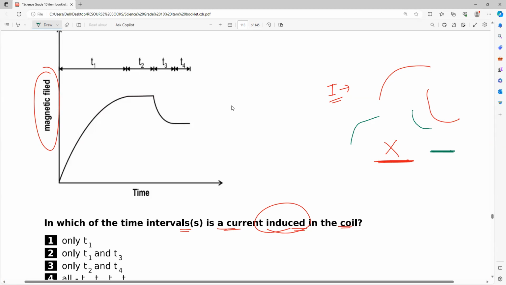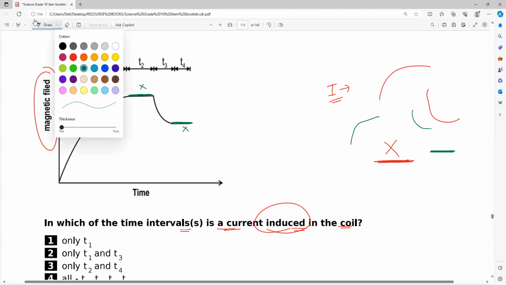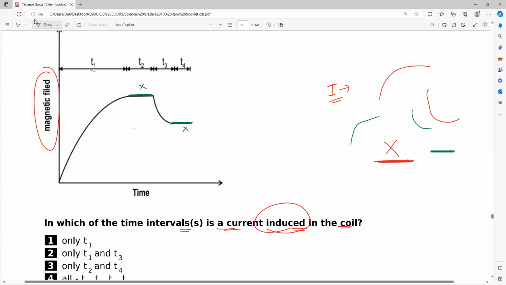Now, based upon that, you tell me the answer. In which region is the current induced? Try to guess at least. If you notice here, from T2 the graph is parallel to the x-axis, so no current. T4 is also parallel to the x-axis, so no current. So what is the answer? T1 and T3. That's okay, just learn it. If it is parallel or constant, no current will be generated. Always it has to fluctuate.